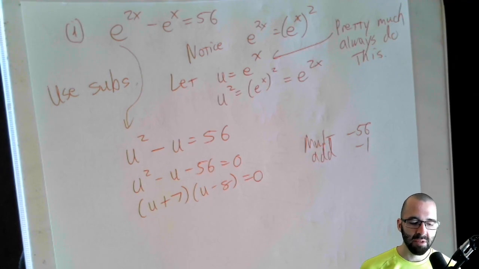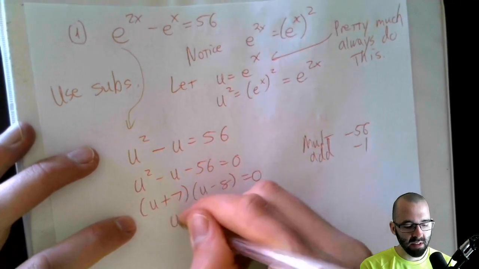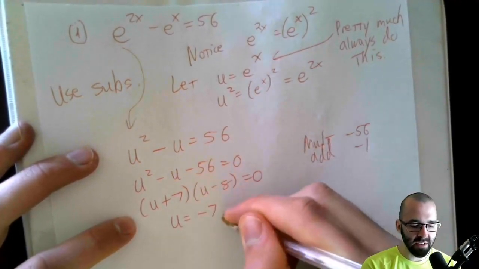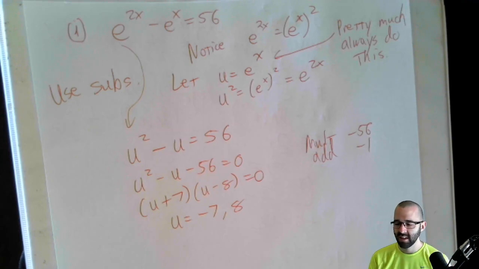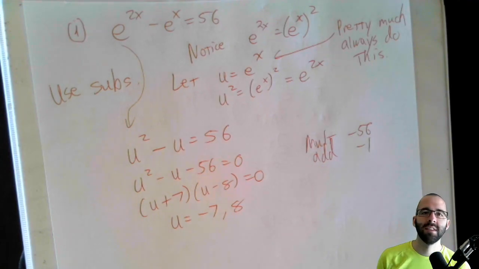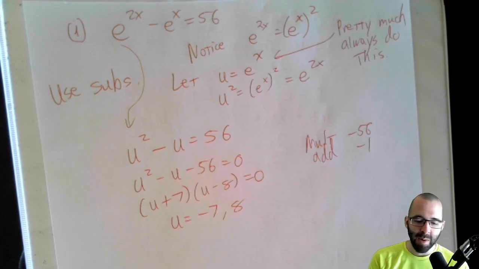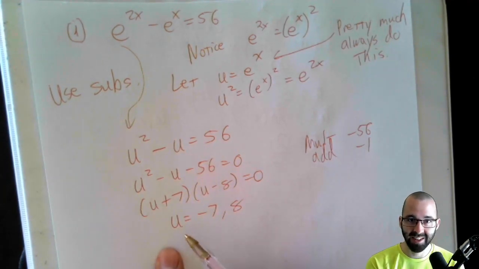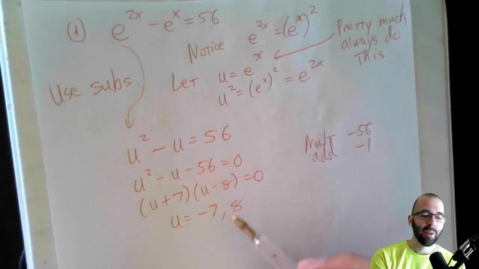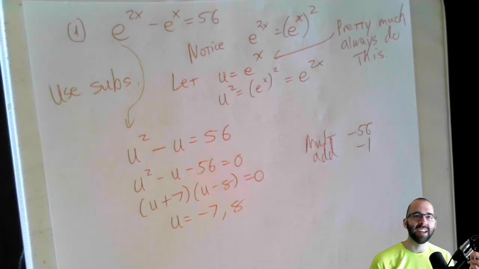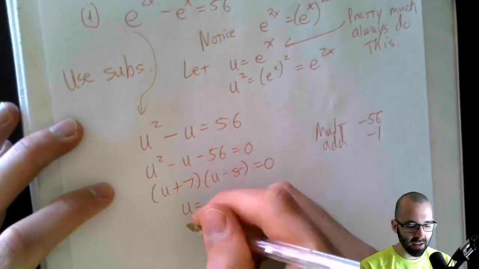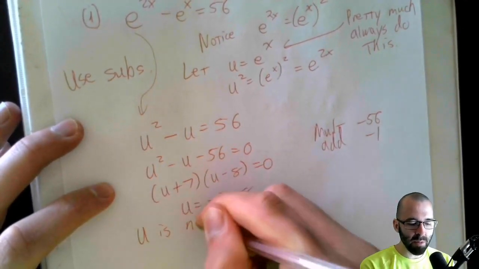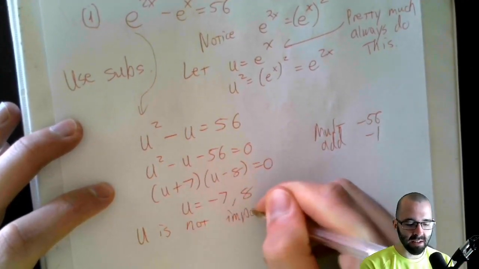And then just be very careful when you finish this problem, because u is negative 7 and positive 8. Don't box this. I don't care what u is. I care about all of u, but I do not care about this u. The problem didn't even have u. The problem is asking, what is x? U is not important. X is, okay?